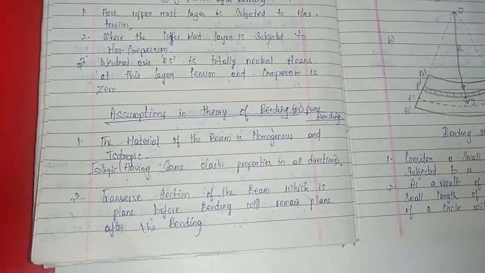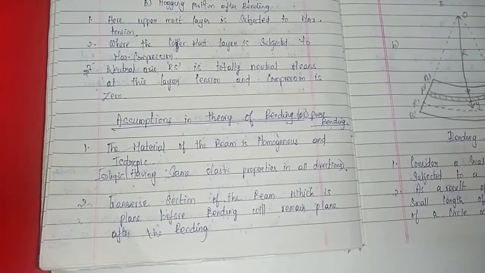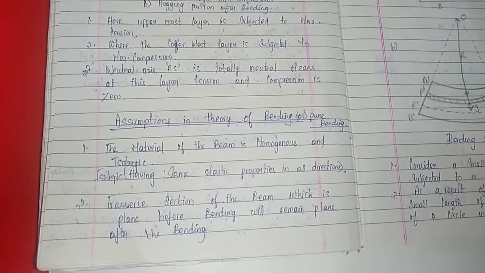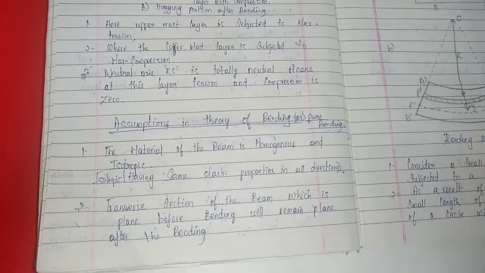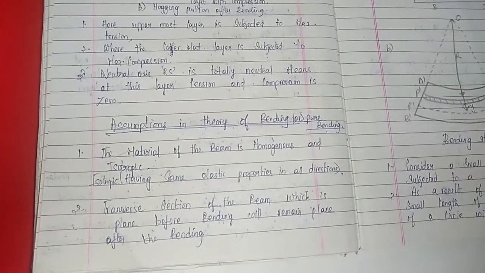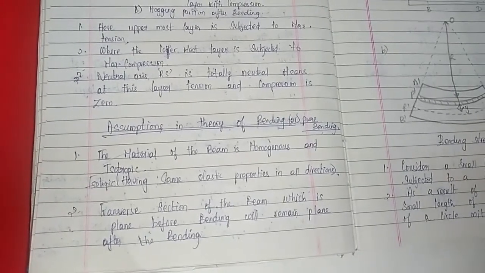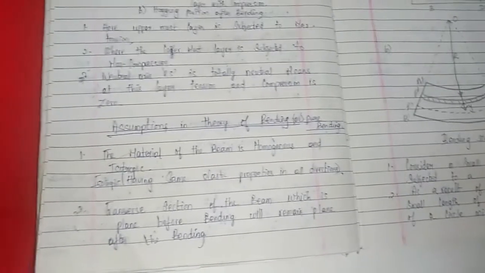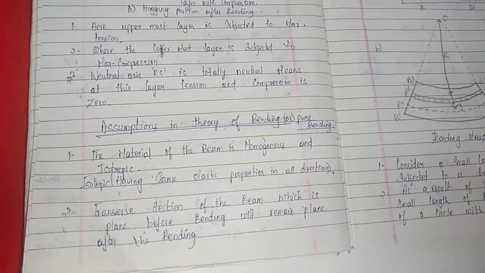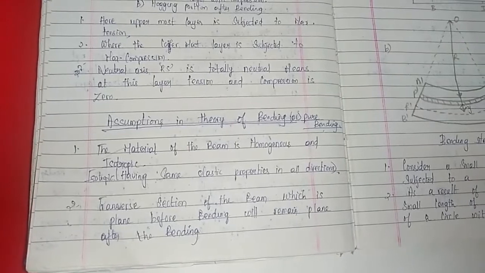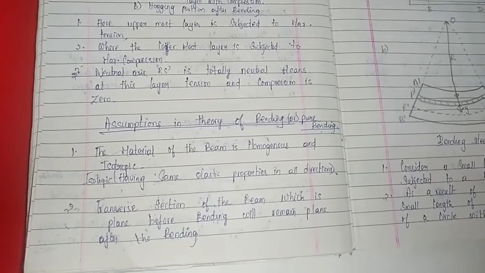Homogeneous is nothing but the beam having the same properties. And isotropic. Isotropic is nothing but having the same physical properties. What are the physical properties in a material? It will have some texture, color, some density, strength. So these are all the physical properties of a beam or any object.